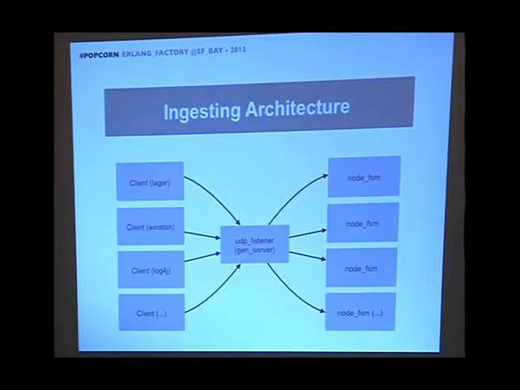How we're getting the messages into Popcorn. All the clients on the left here protocol buffer encode the message and send it over the UDP wire, over the socket. We have a single UDP listener inside Popcorn that receives the message, decodes it really quickly with no hits to the database, very fast, and then spawns off finite state machines, one for each node that we're monitoring.